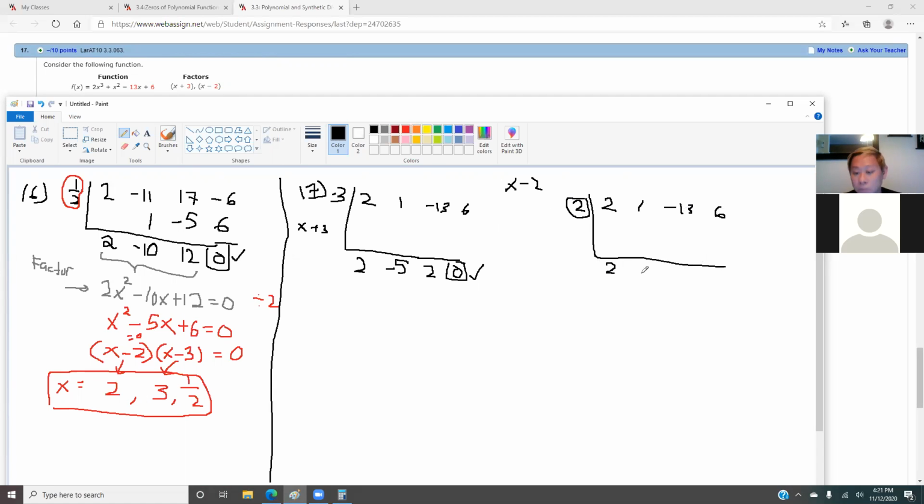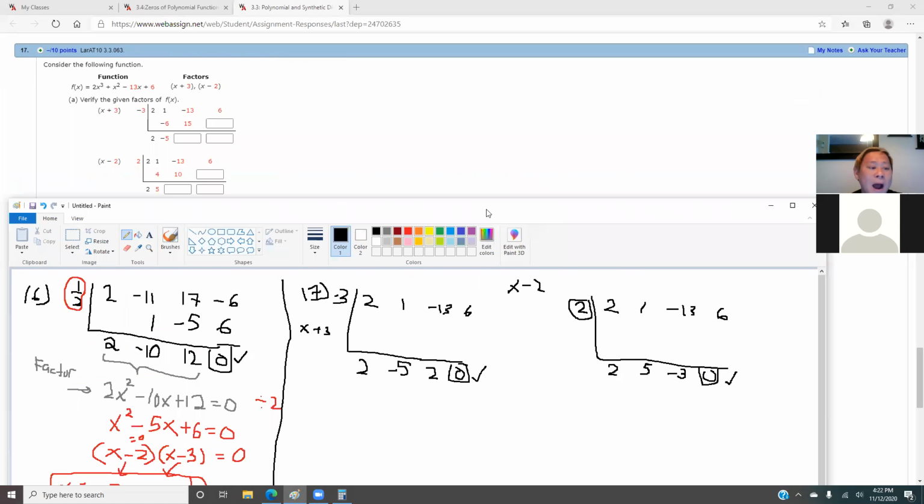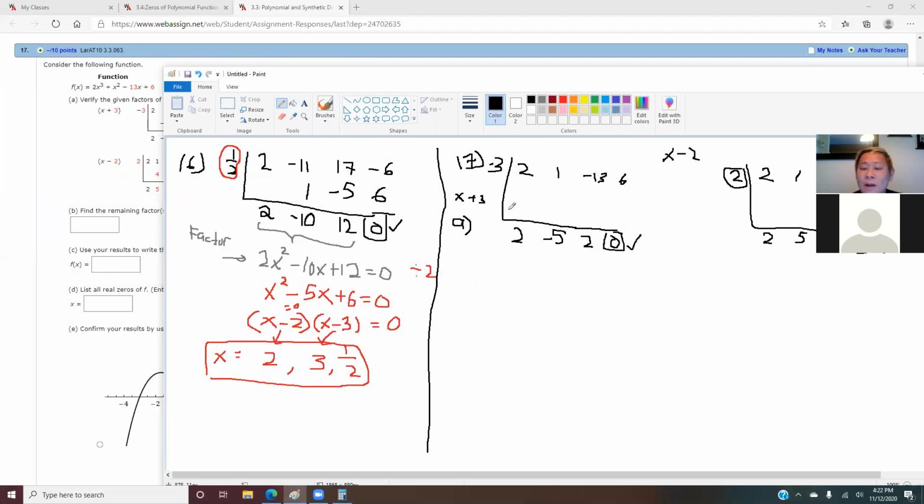Okay, I got 2, 5, -3, and 0. Perfect. Nice. Now, this is how you're going to fill in the first part. This is called verifying that this is a factor. And in order for us to verify it is a factor, your remainder has to be 0. Okay. And this is how you do it.